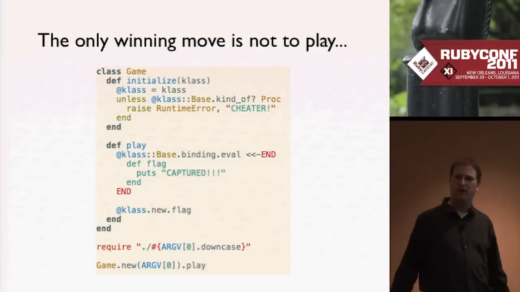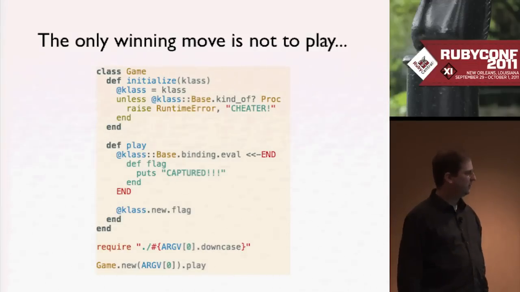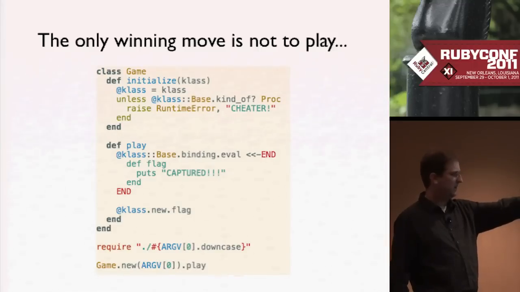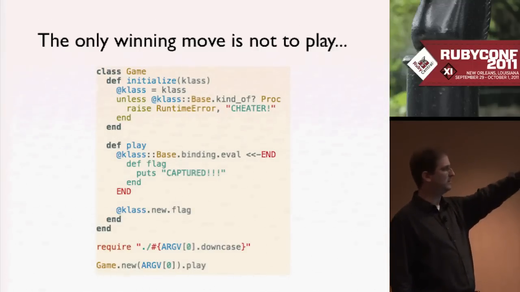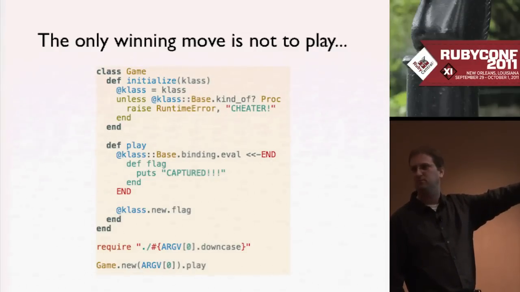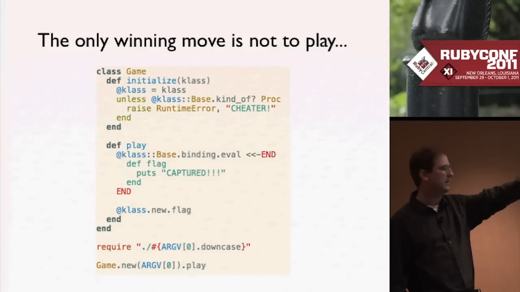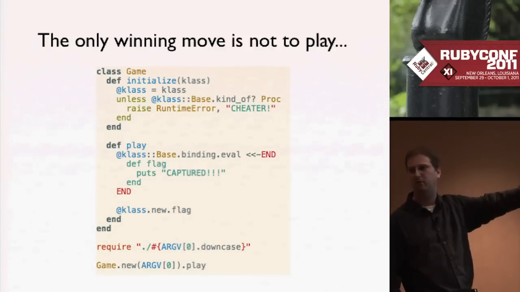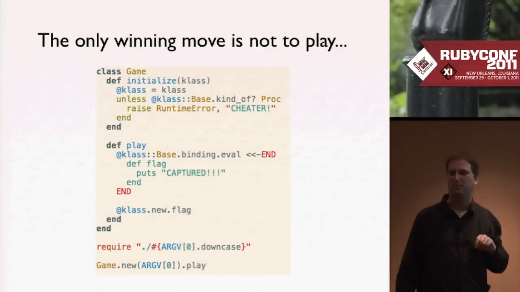And this is the game we're going to play. So you're going to pass me the name of your class on the command line. I'm going to require its file, and then I'm going to create a new instance of my game class with your class. First, I'm going to check, make sure you're not cheating. Make sure you've got that class level constant and that it is a proc. Then we're going to play the game. I'm going to use that proc to grab a binding, first class environment, and I'm going to eval a redefinition of your flag method. And then we're going to call that method and see if I captured your flag.